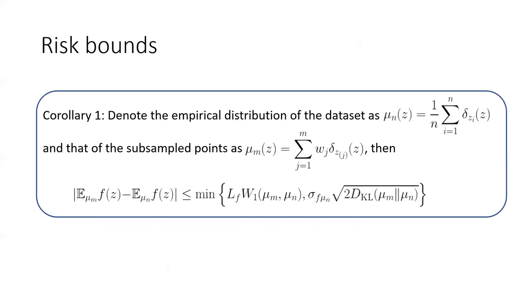So based on theorem one, we have that the risk difference between the empirical distribution of endpoints and that of the subsampled endpoints is bounded by this. It's just simply a direct application of theorem one. I will not address the proof details in this talk. I just want to give an overall view of the results we have.